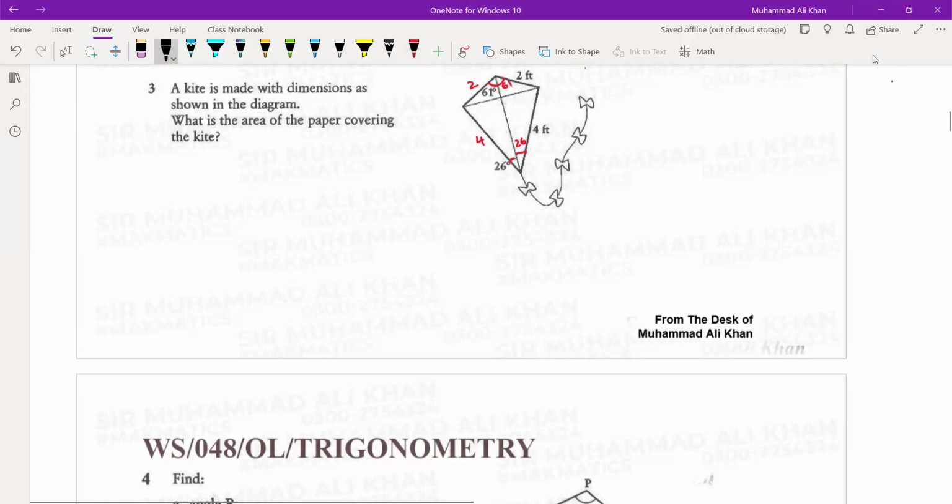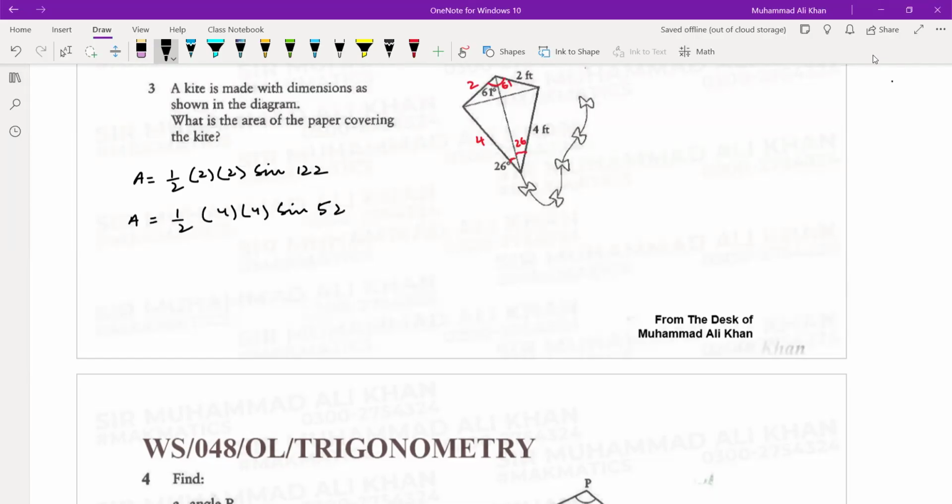So now we have to calculate the area of the kite. If we calculate the area of the above triangle plus the area of the below triangle: the area of the above triangle is half the two sides, 2, sine of 122, the first area, and the second area is half the two sides, 4, sine of 26 plus 26, 52. By this you will get the two areas, add both of them, and we will get the final result.